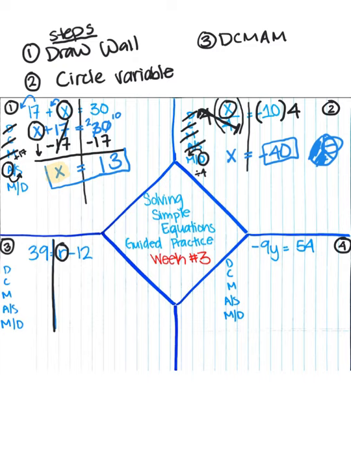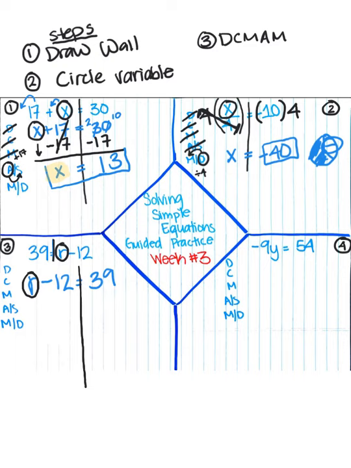So I'm actually going to have to erase my wall. I'm going to be too close. So I'm going to have r minus 12 is equal to 39. And there's my variable on the left, rewritten correctly, and there's my line. So now that my variable is on the correct side, I'm going to go ahead and get started.